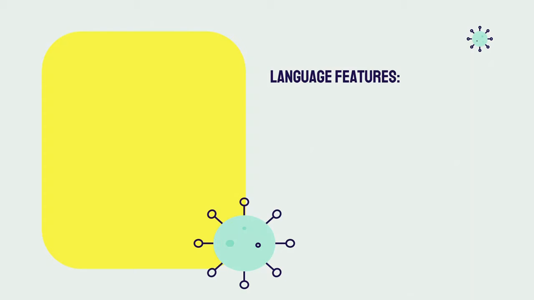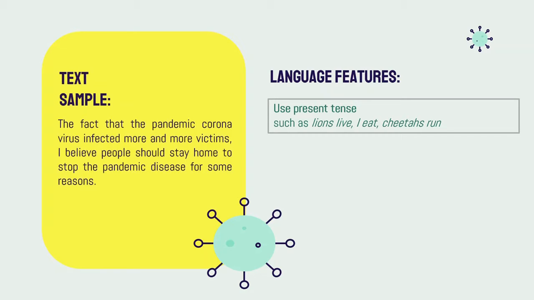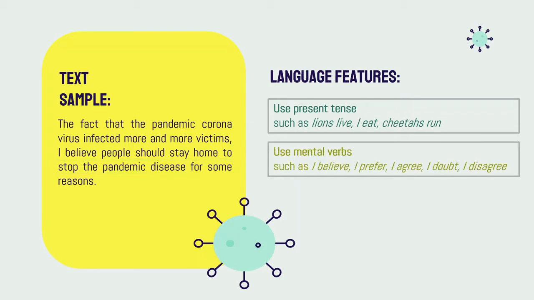Now we are going to look for each language feature in the text I showed you before. The first one is use present tense. In the first paragraph, you can see it's using present tense, which is located in "I believe people should stay home to stop this pandemic disease." And the next one is use mental verbs. Still in the same paragraph, the mental verb in here is "I believe."